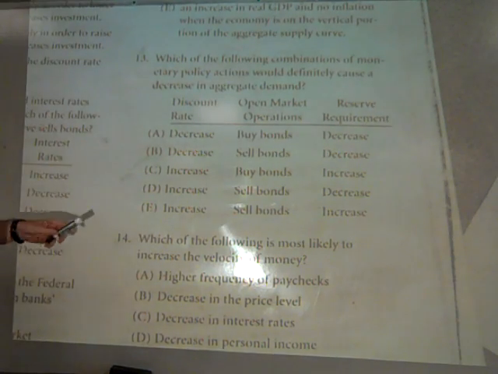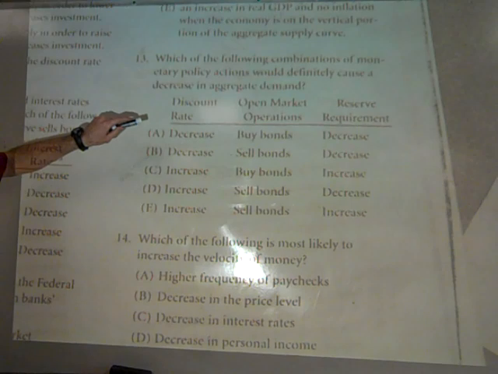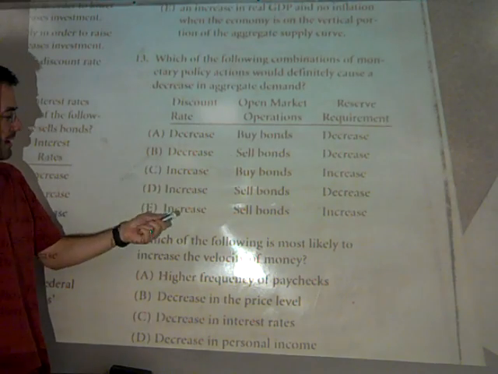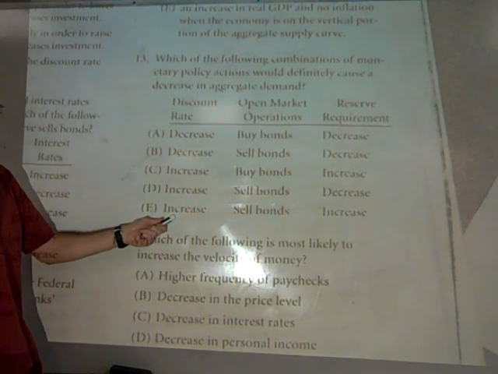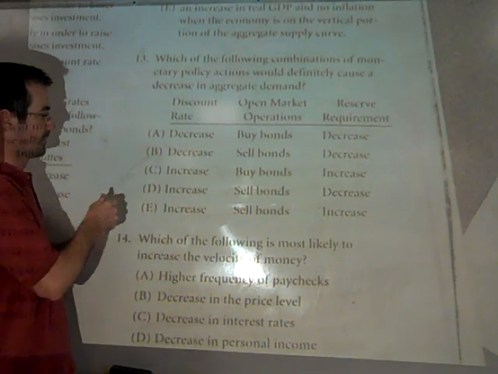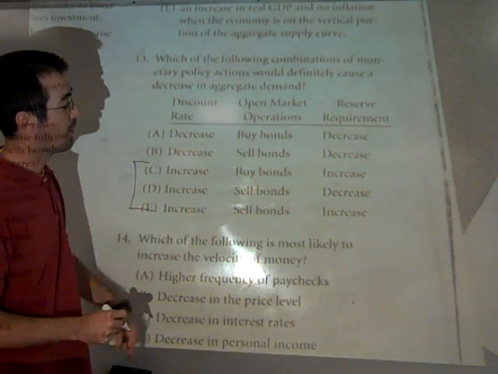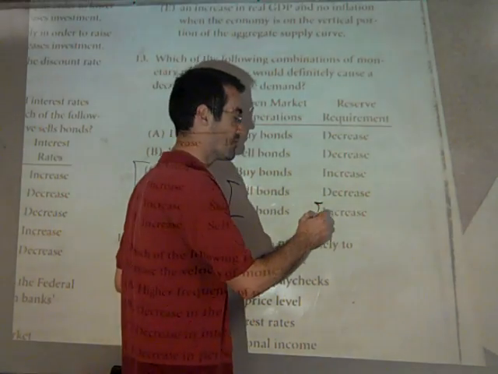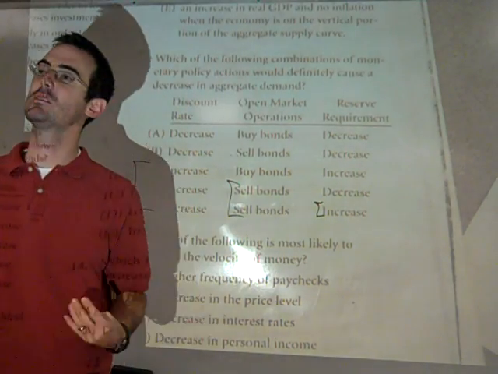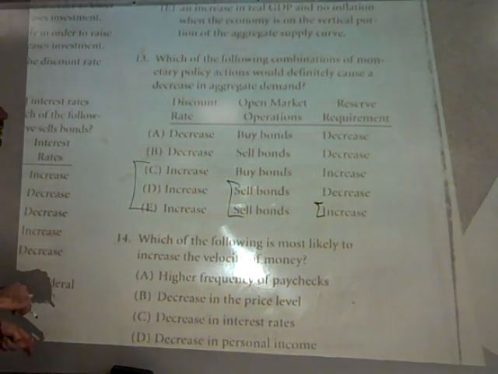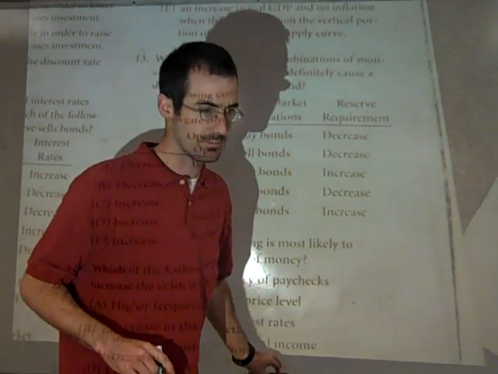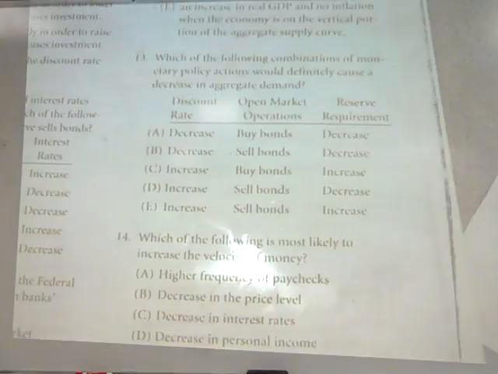Okay? So let's see. I want a decrease in aggregate demand, so I want contraction. I want to tighten the screws. So raise that discount rate, make it harder for banks to get a loan from the Fed. Sell bonds as contractionary. And then raise that required reserve. Make banks hold more. Don't let them loan as much. Loans create money. So don't let them loan as much. That'll be contractionary. I like E. That's the answer. Okay.